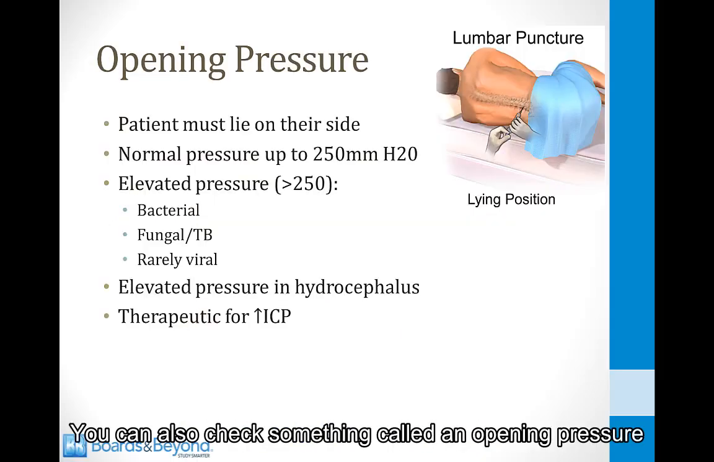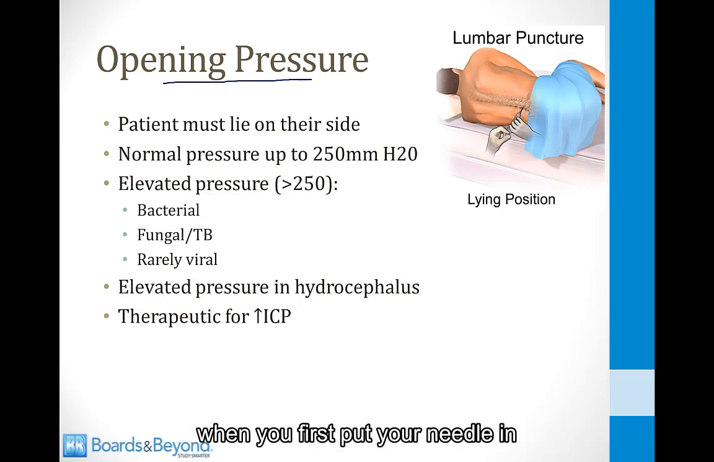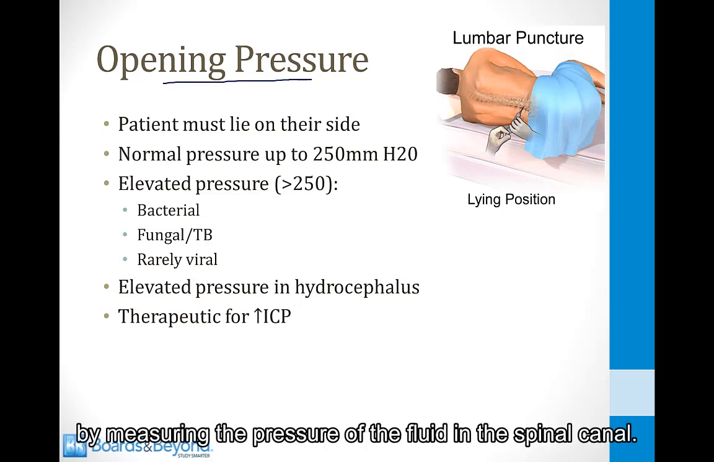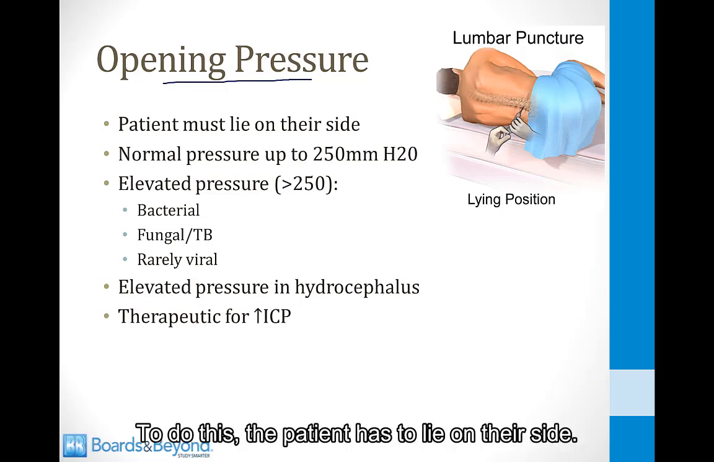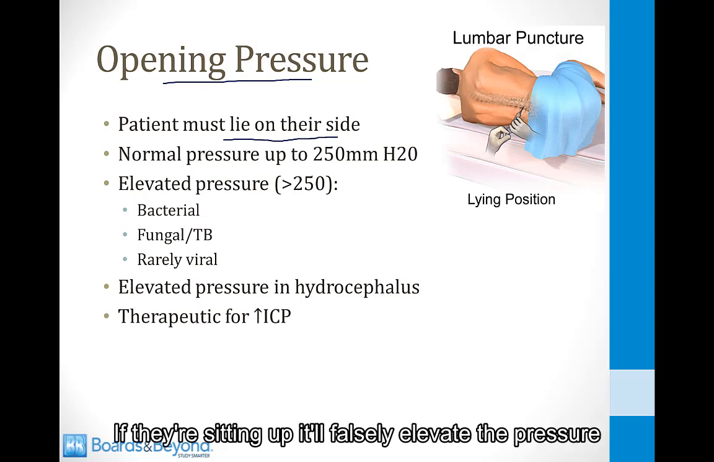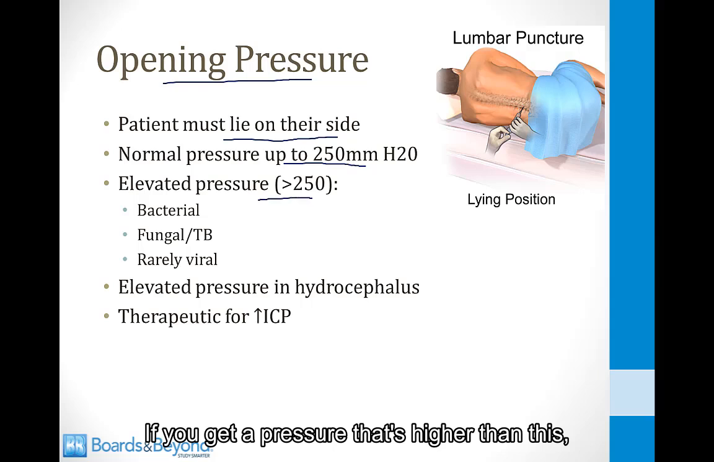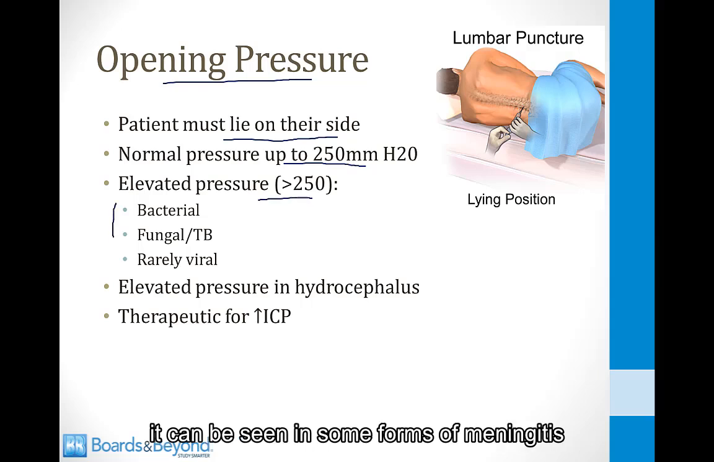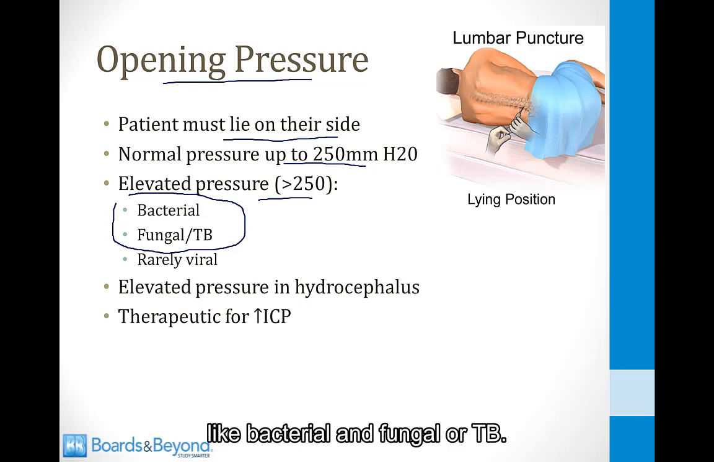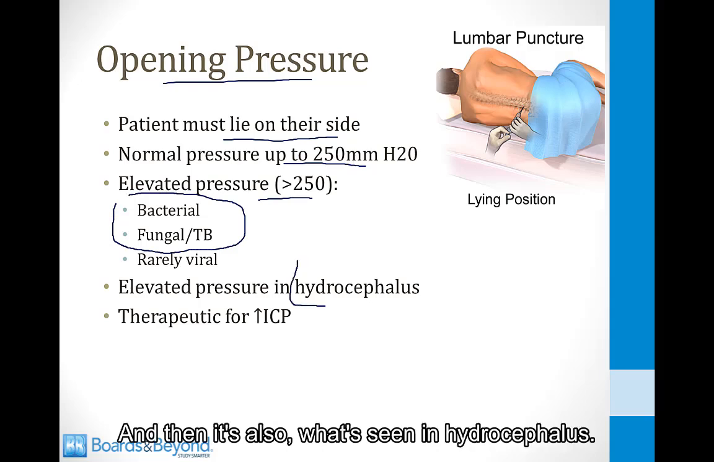You can also check something called an opening pressure when you first put your needle in by measuring the pressure of the fluid in the spinal canal. To do this, the patient has to lie on their side. If they're sitting up, it'll falsely elevate the pressure. And a normal opening pressure is up to about 250 millimeters of water. If you get a pressure that's higher than this, it can be seen in some forms of meningitis, like bacterial and fungal or TB. And then it's also what's seen in hydrocephalus.